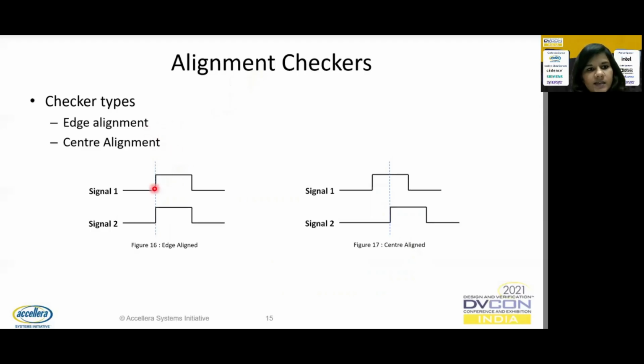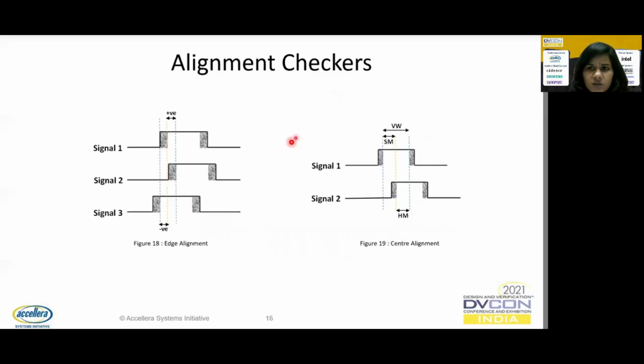Ideally, what we mean by edge alignment is that the positive edge of two signals would exactly coincide. And by center alignment, we mean that the positive edge of one signal will exactly coincide with the center of the other signal. So when do we use these checkers? These checkers would come into play only after the relevant calibrations have been done in the presence of the effects applied by the channel model.